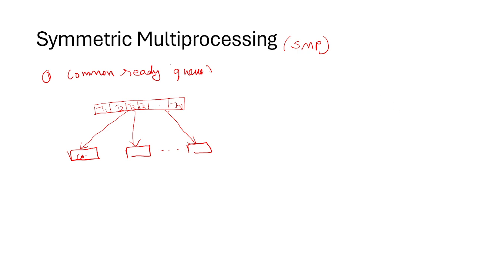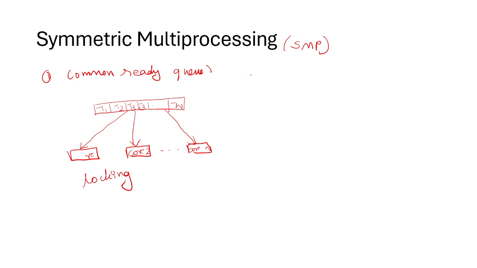So this is core 1, this is core 2, this is core n. To avoid more than one processor accessing the same task at a time, we have to use the locking technique in the common ready queue.